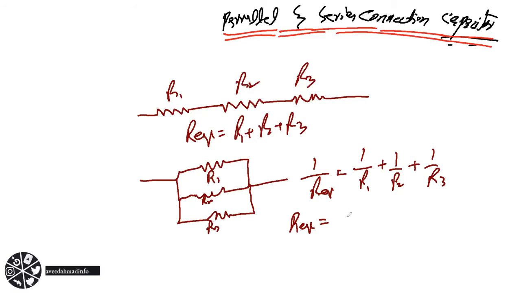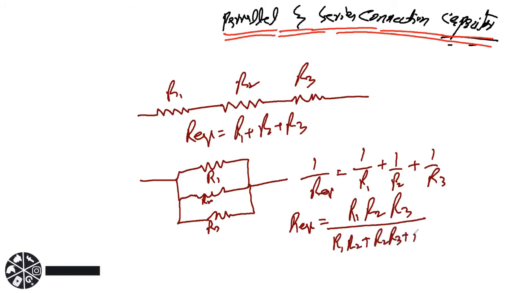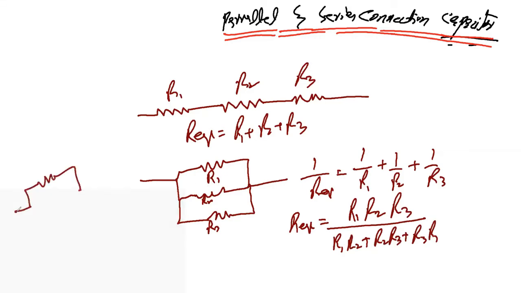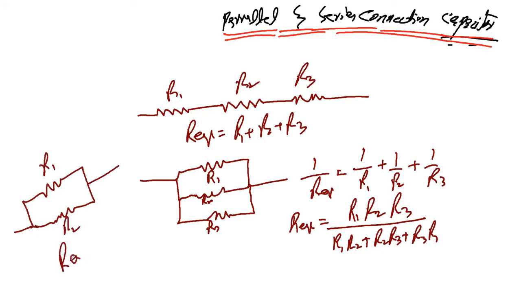If in this case we have three resistors, that's equal to R1 R2 R3 divided by, here we have three resistors, so you will take two resistors at a time: R1 R2 plus R2 R3 plus R3 R1. If you have two resistors in parallel, this is R1, R2. In series, R equivalent is simple: R1 plus R2 plus R3. But in parallel it is a bit complex, you will find 1 by R is equal to 1 by R1 and so on. This will be time consuming.